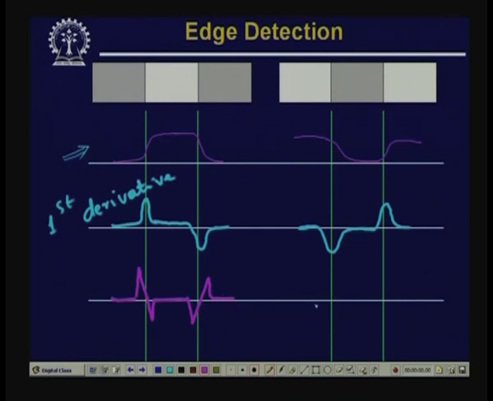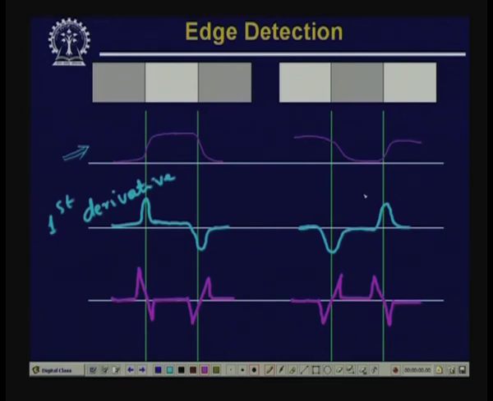And in the second case, the second derivative will be just the opposite. It will be something of this form. It will be like this. So, you find that the first derivative is positive at the leading edge, whereas it is negative at the trailing edge.